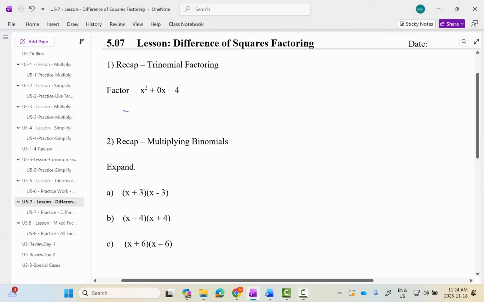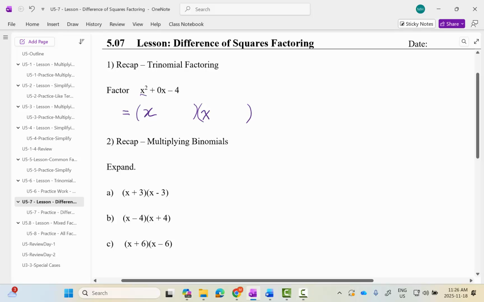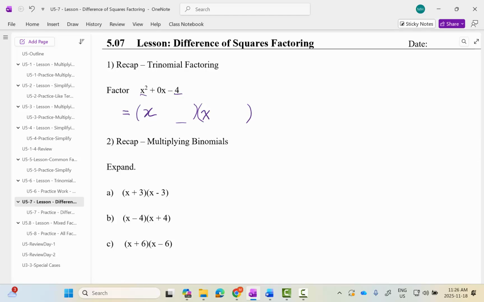So remember from yesterday, what we try to do is what? Make two brackets. Okay, so we're going to make two brackets, and the brackets need to start with what? All right, so we have x and x because that's going to create x squared. That's what I need here. And again, how do I get 4? By multiplying two numbers. These two numbers have to multiply to 4. What are the two numbers that multiply to 4?